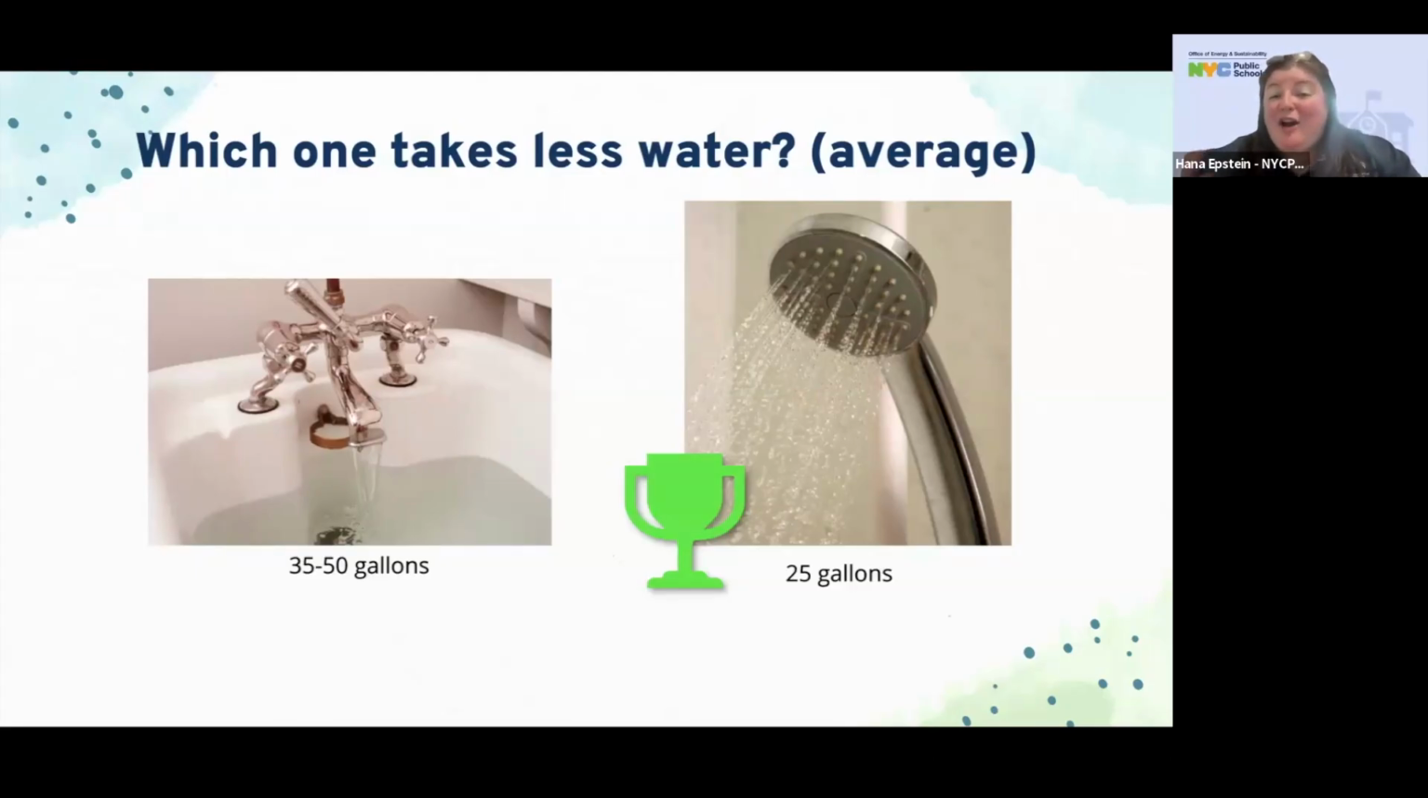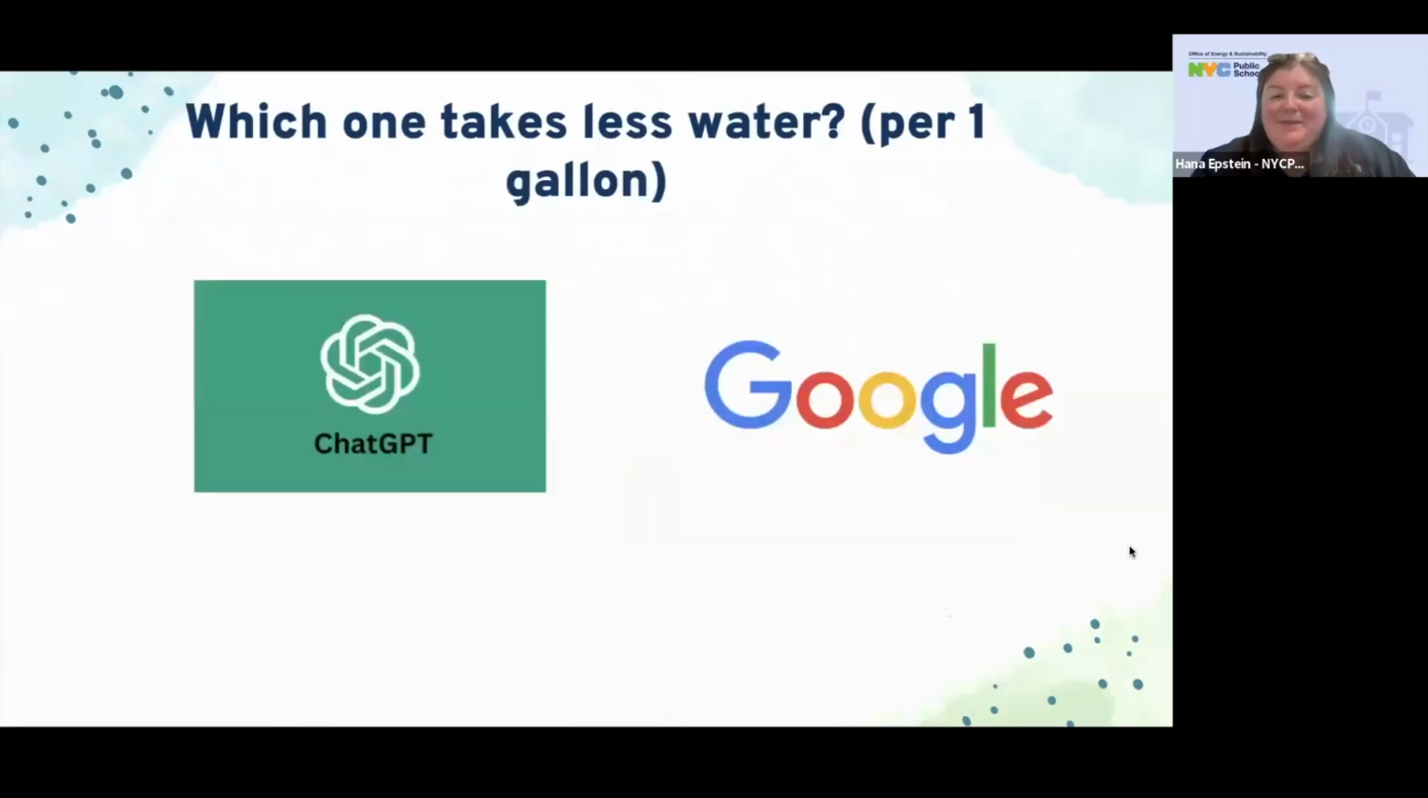So for the shower, you're actually using on average about 25 gallons of water every time you shower, for an average of like a 10 to 15 minute shower. Whereas a bath, it just sits there. So it takes a lot of water to fill up your tub, but once you're in the tub, that's it. So it takes 35 to 50 gallons. So it's only a little bit better, but every difference counts.